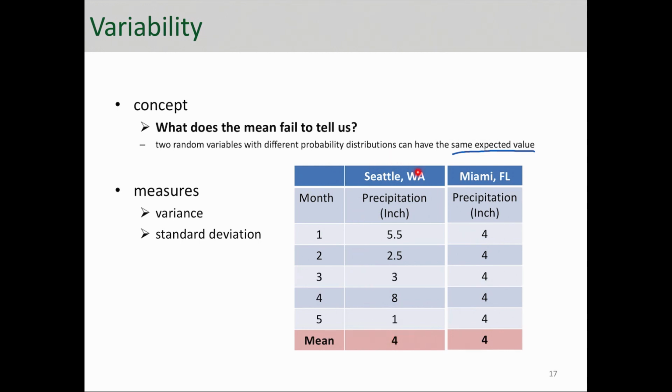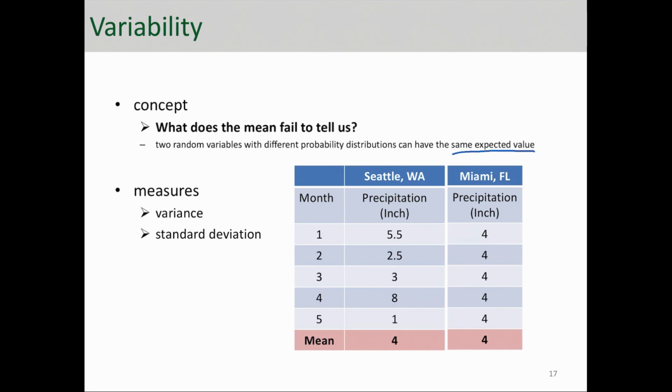Here we have two random variables, and they are precipitation level in two different cities. And the average of these two random variables are the same. It's 4 inches. In Seattle, it's ranging between 1 to 8. And in Miami it's very consistent. It's always 4 inches. Well, here you can see the issue of only looking at expected value. If you only look at the average of these two random variables, they're the same, but they do not behave the same. Seattle is much more variable, right?